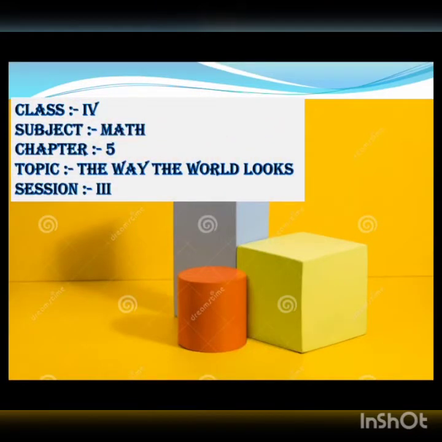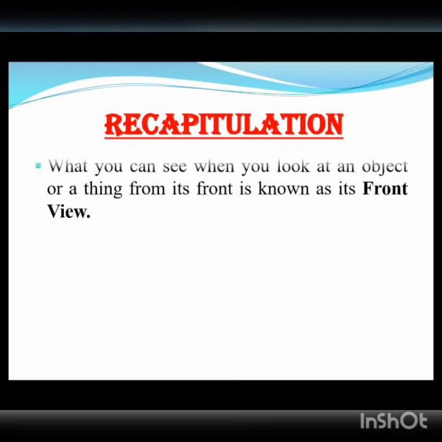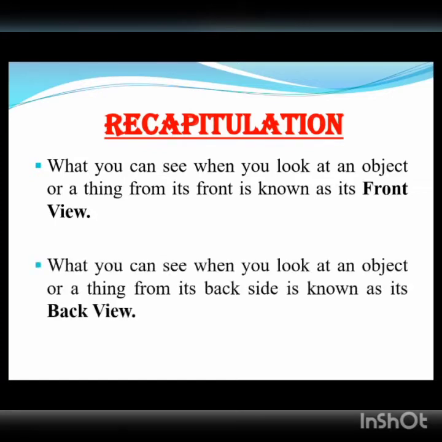Today we will continue our chapter number 5, The Way the World Looks. Session number 3. First of all, let's do the revision of the last session. What you can see when you look at an object or a thing from its front is known as its front view. What you can see when you look at an object or a thing from its back side is known as its back view.